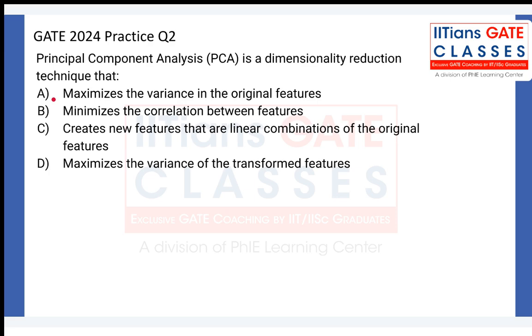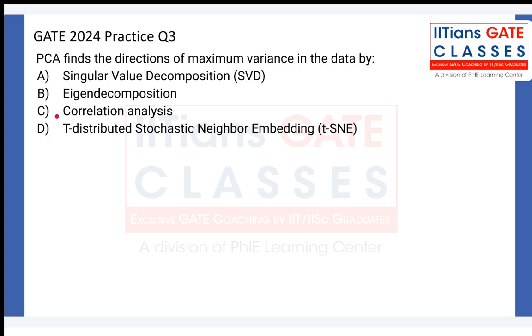So it maximizes the variance of the transformed features. What do you think? Option D is correct, not A. Option C is also correct. It creates new features that are linear combinations of the original features. PCA finds the directions of maximum variance in the data by doing, come on, I just taught you. It does eigen decomposition. Good, very good.